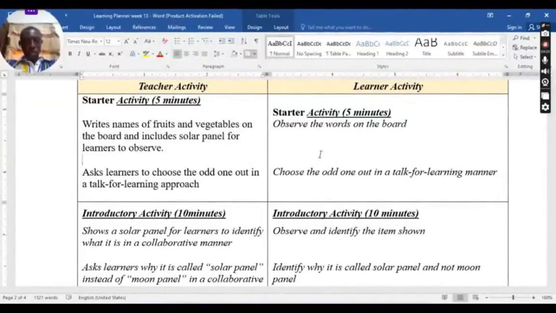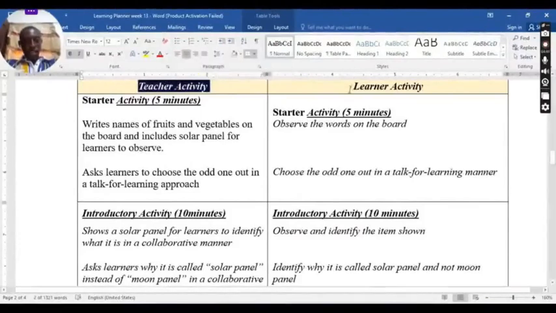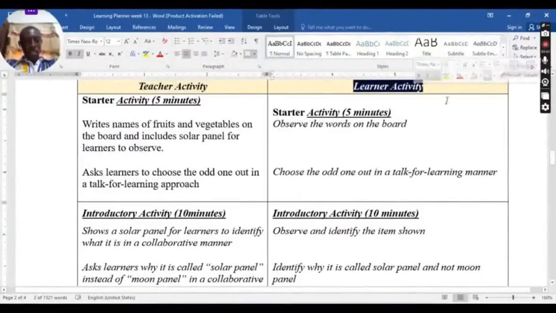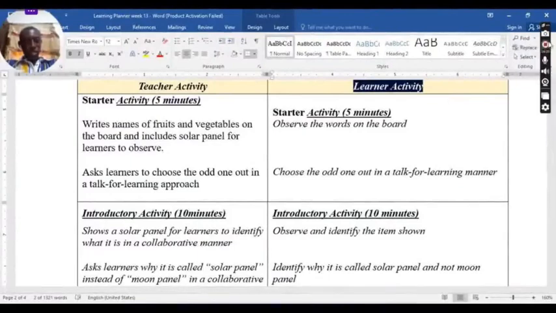Alright, so let's look at the starter, what it is, the introduction, what it is, then the activity, what it embodies, how to write it on the teacher activity side, and then the learner side. What are the differences? What should you write? What should you not write? Okay, so let's go on.